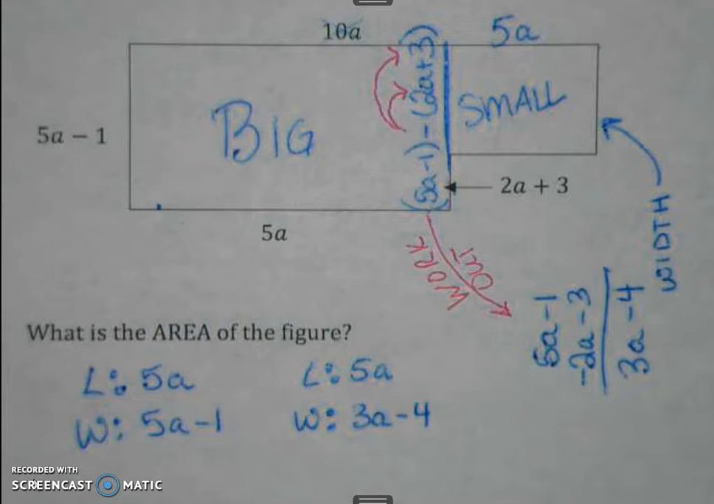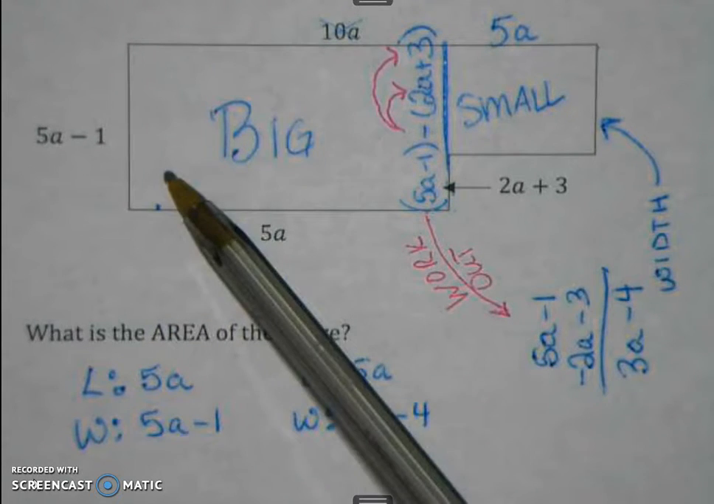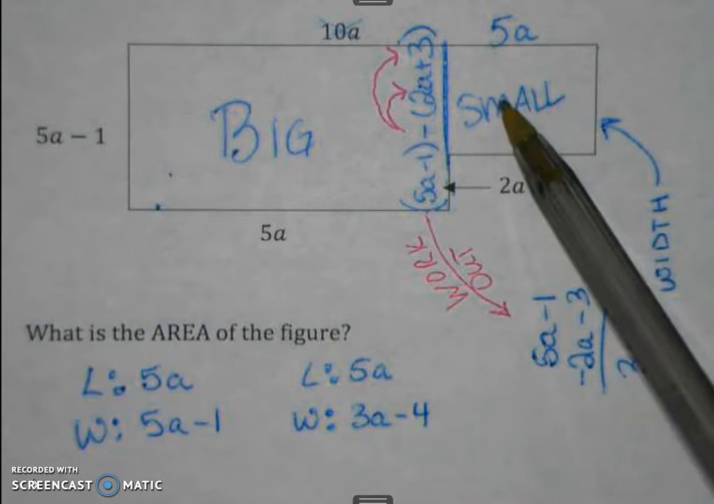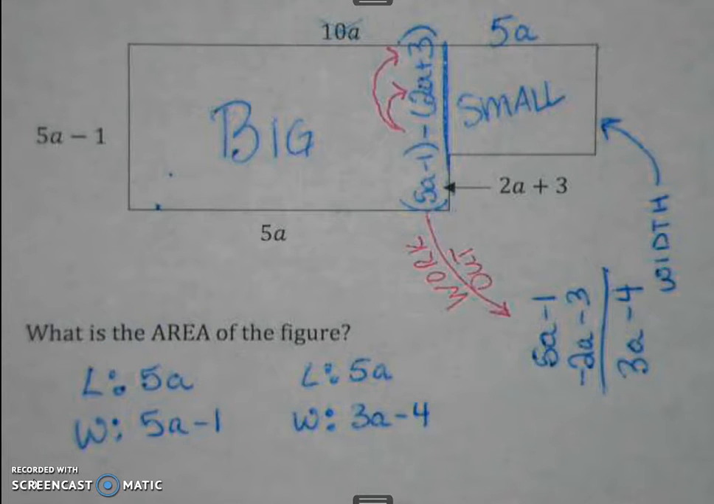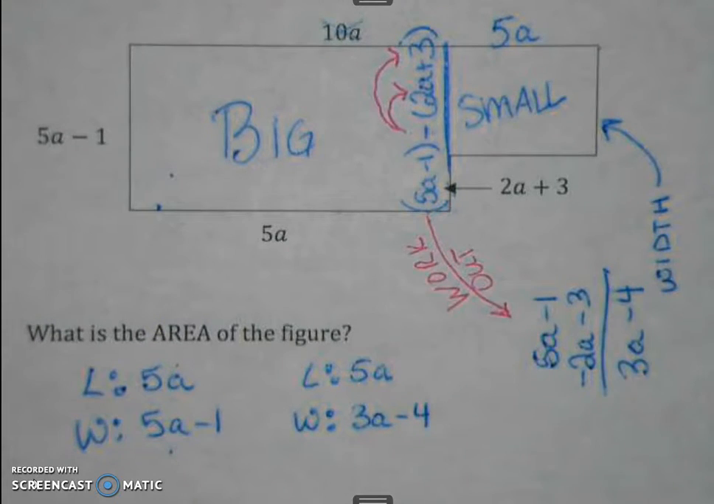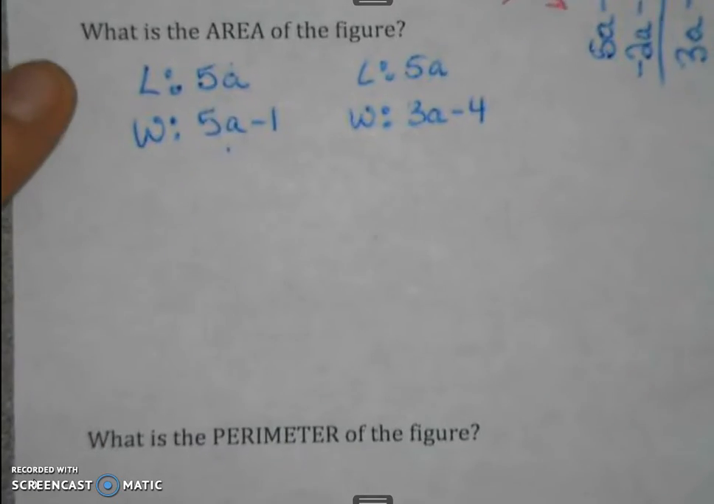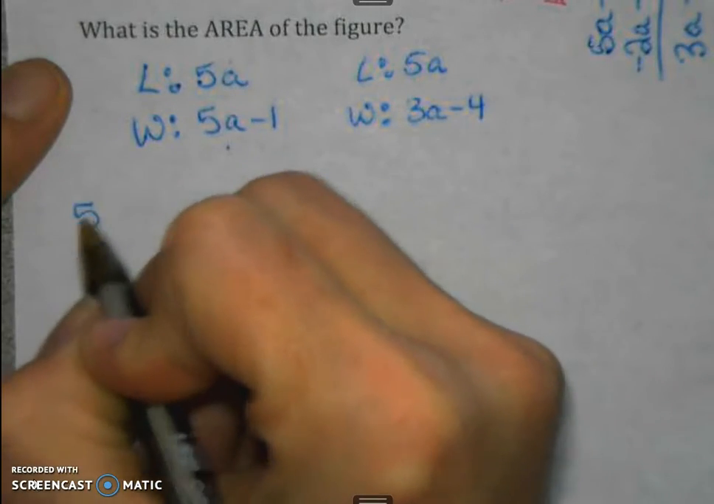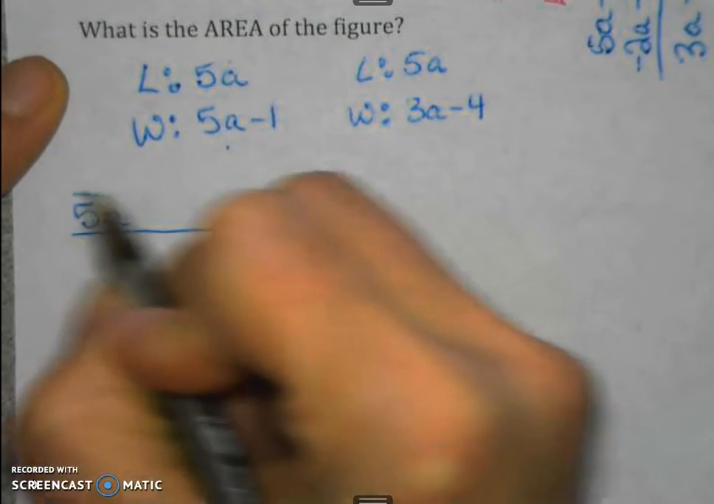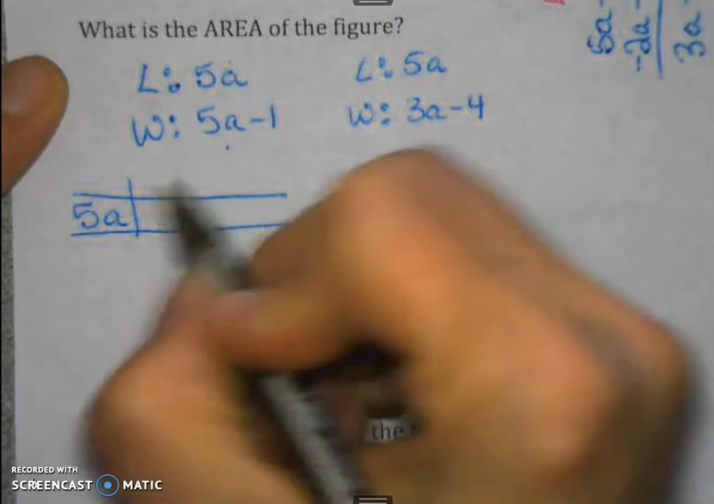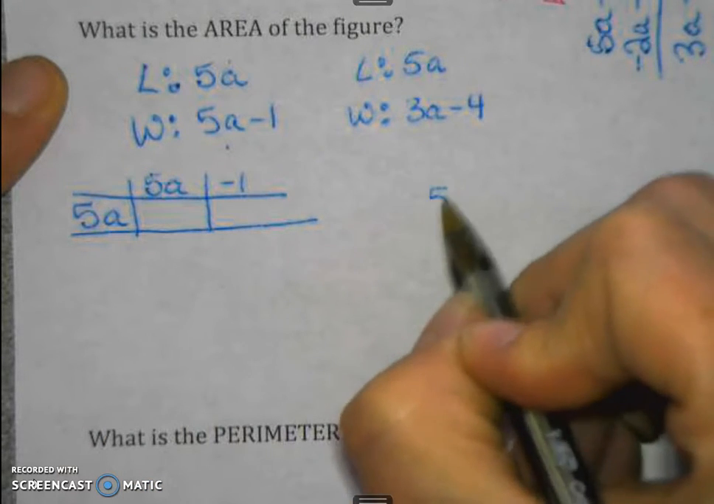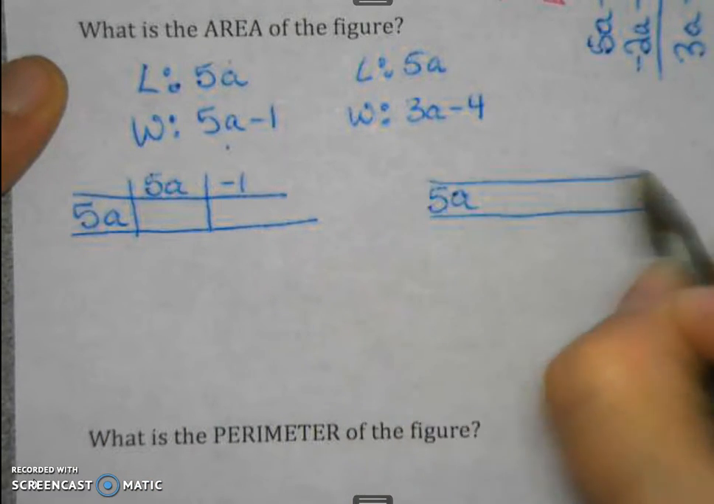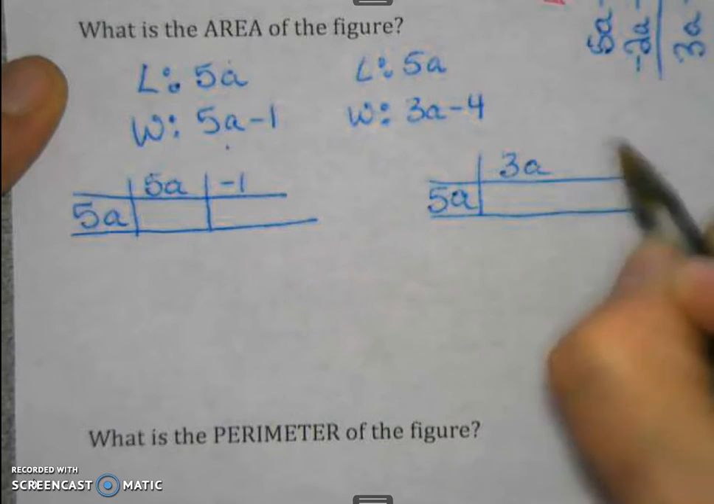All right. Well, we said the area is the area of the big added to the area of the small, and we find the area by length times width and length times width. So that's what I'm going to do now. So 5A times, and I like the area model, 5A minus 1, and then I'm going to do 5A times 3A minus 4.